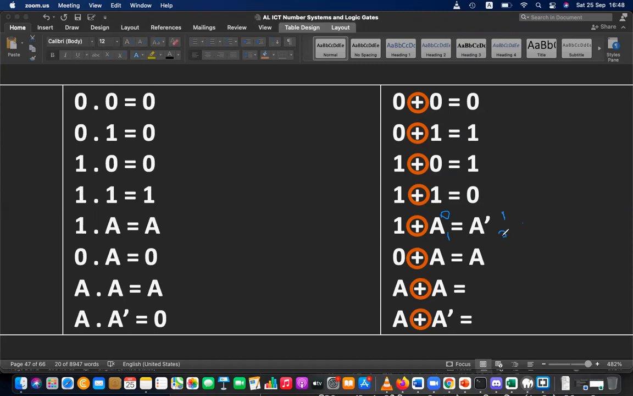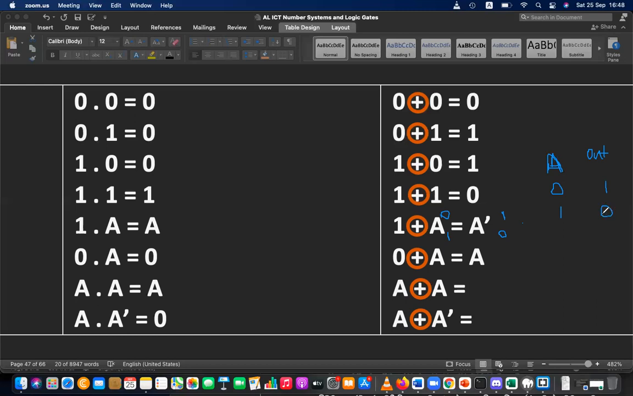Now let's look at this relative to A. Let's call the output out. If A is 0, what is the output? A is 0, output is 1. If A is 1, what is the output? 0, right? Did you understand that part?